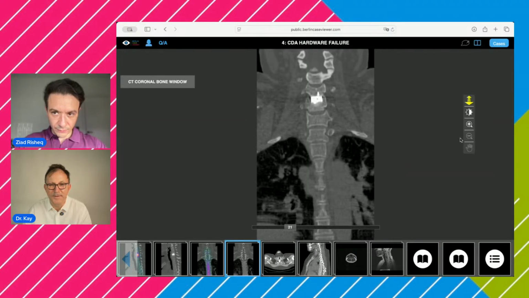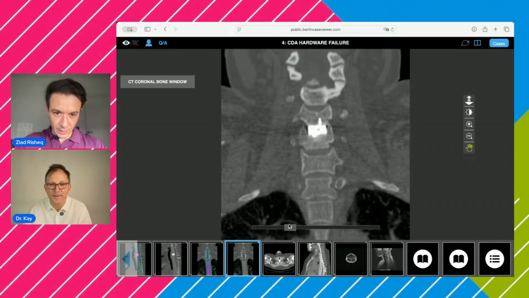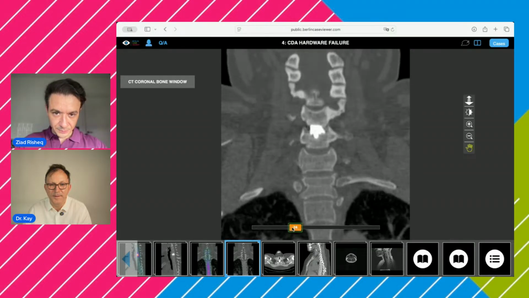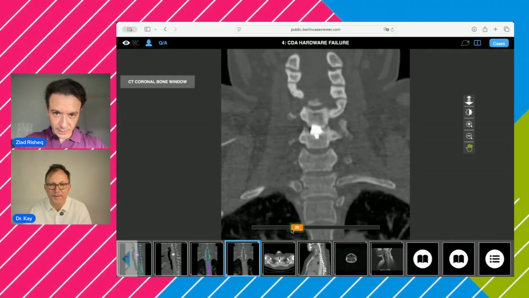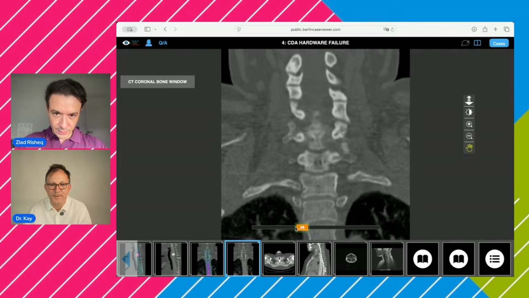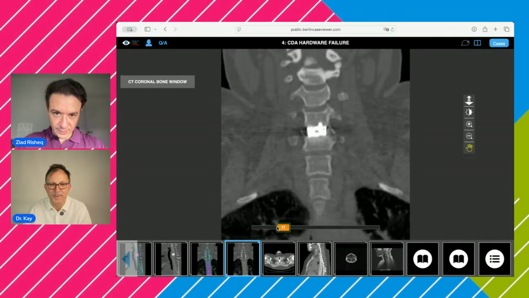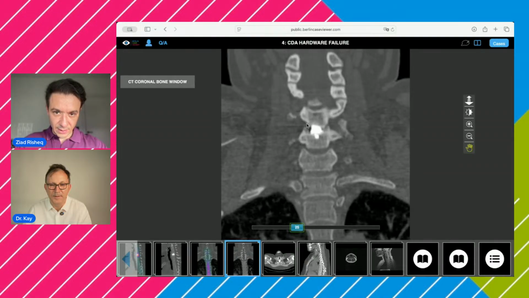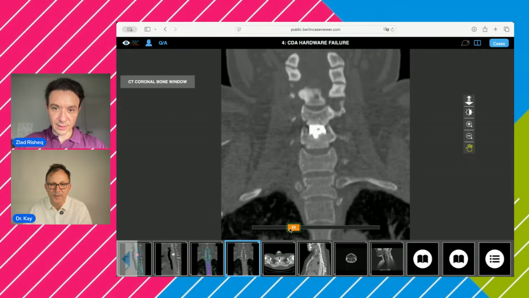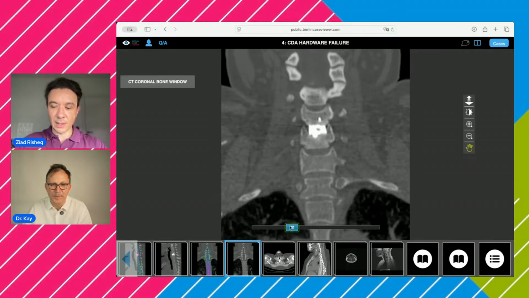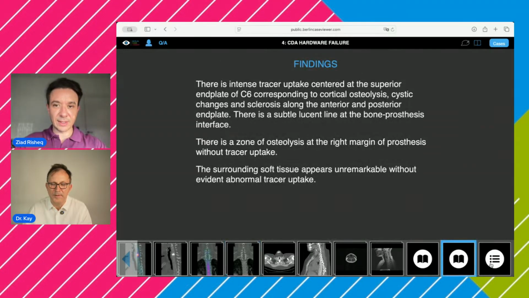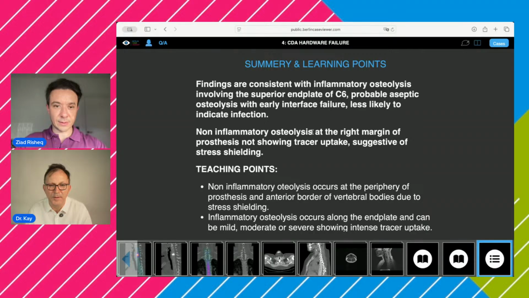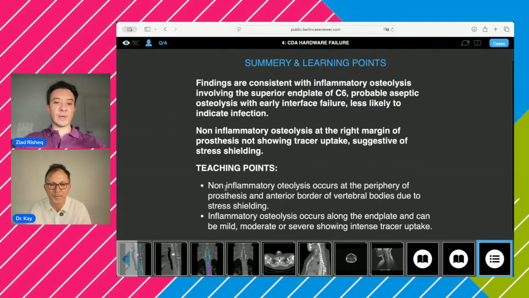And this part over here, there is an artifact, of course, but let me just show it to you because this can be very subtle if this is not good quality CT. So here you can see that there is a bit of osteolysis compared to the contralateral side. This is just stress shielding, and this is all explained here. So we have inflammatory and non-inflammatory osteolysis.